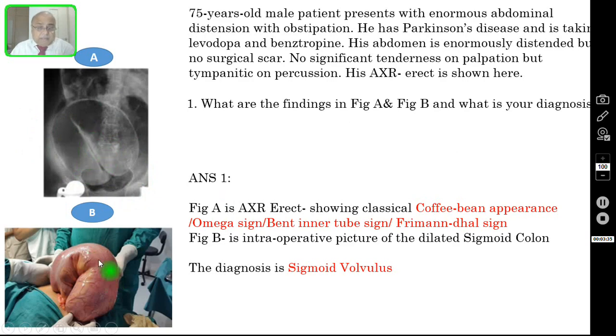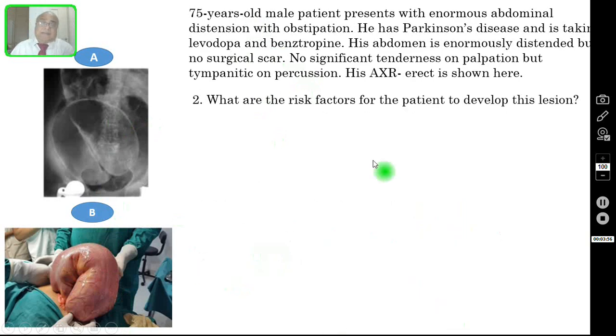Figure B is intraoperative picture of dilated sigmoid colon. After laparotomy, see the whole sigmoid colon is popping out, and this is what you are seeing here. So the diagnosis with this clinical picture and this clinical scenario, the diagnosis is sigmoid volvulus.